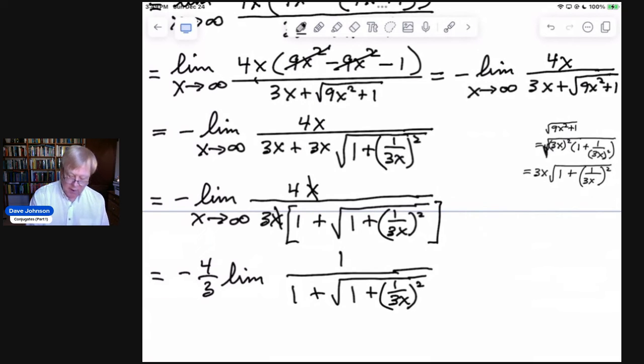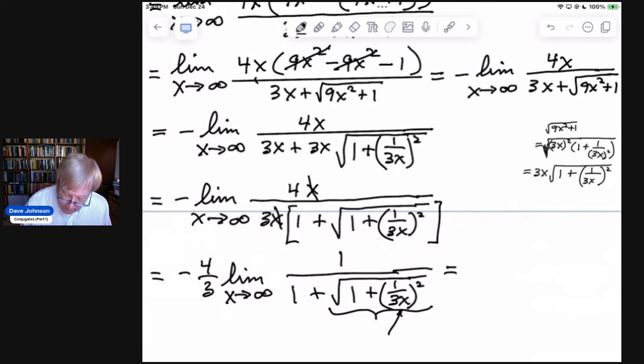Now you say, well, this looks complicated, but it's no longer indeterminate. And if I plug in, as x goes to infinity, that 1 over 3x goes to 0. And when you square 0, you get 0. And so this whole square root becomes the square root of 1, which is just 1.